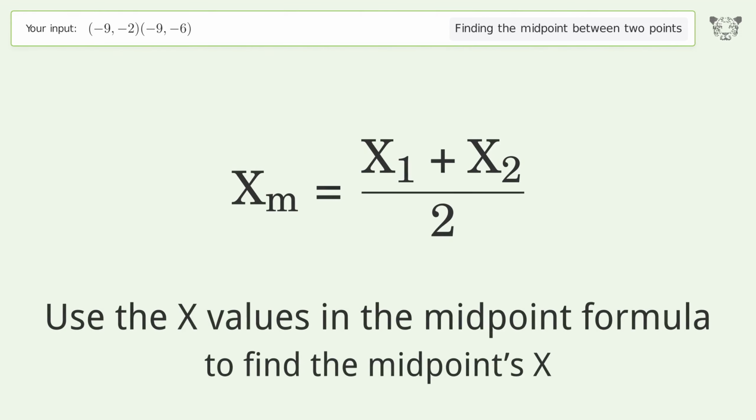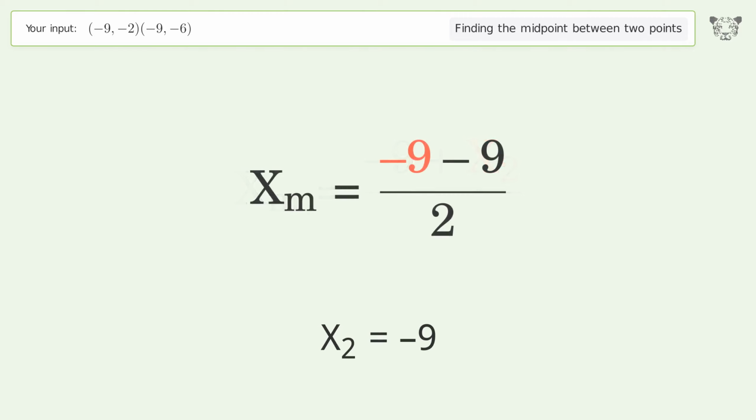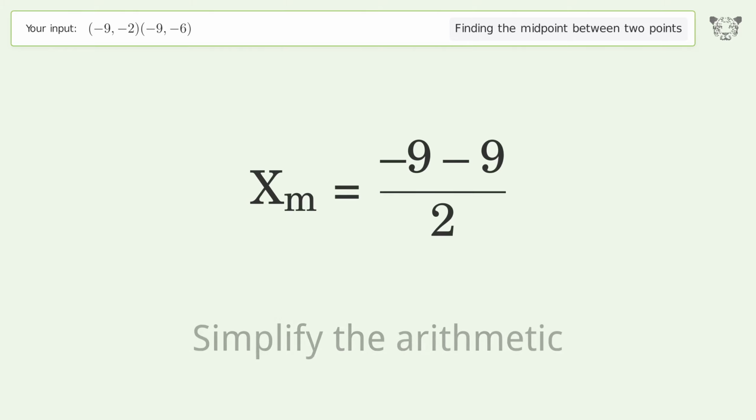Use the x values in the midpoint formula to find the midpoint's x. x1 equals -9. x2 equals -9. Simplify the arithmetic.